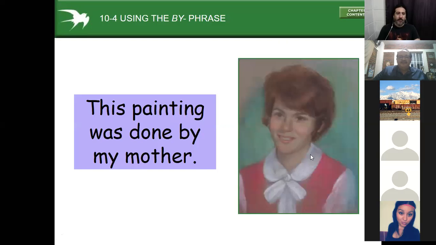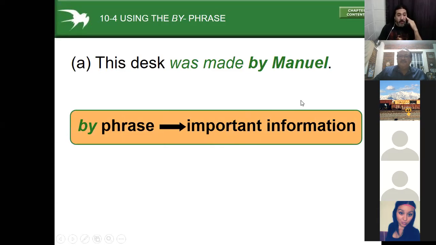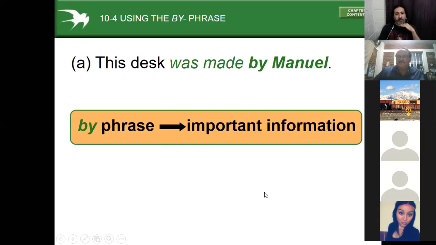This painting was done by my mother. This is another one. Look, this painting was done by my mother. Because it would be like this painting was painted, it will sound very redundant, right? You can find another verb similar to that. Okay, we have using the by phrase. This desk was made by Manuel. Here using by. The by phrase, in this case, is important information. If it is important, use it. If you don't consider this, you don't use it. Good.